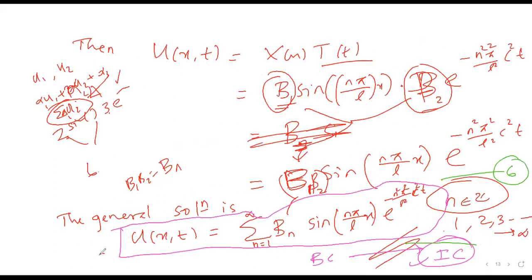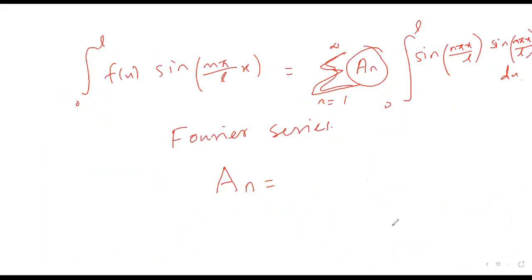Actually, see here, this is our actual solution: u(x, t) equal to the summation of bn sine n pi x over L times the exponential. This part depends on x, and this part depends on t. The only reason we are using the initial condition is to get this bn, whether it is bn or an, whatever.